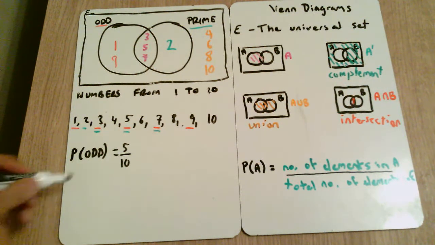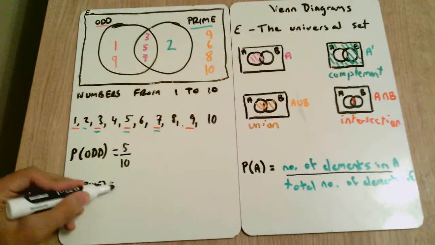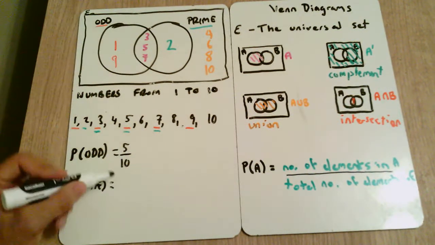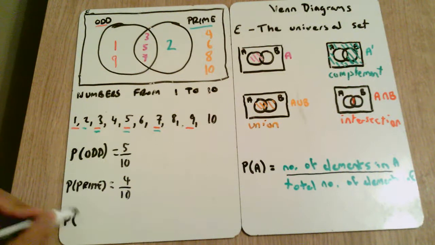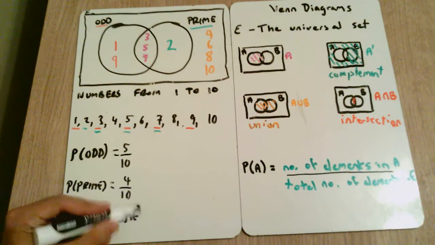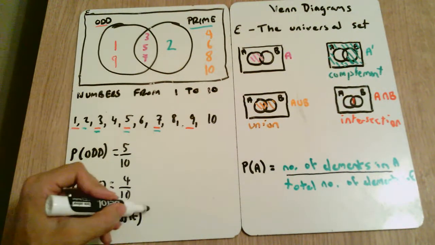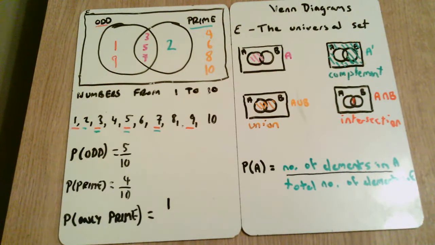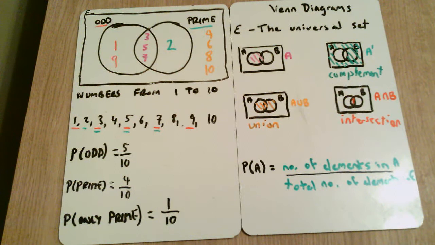If I said, what's the probability of getting a prime number? Well, that would be 1, 2, 3, 4 out of 10, because there are 4 prime numbers out of 10 total numbers. And then finally, if I said the probability of getting only a prime number, well, the only prime number here is 2. So there's only one possible prime number out of the total 10 elements. And that's what we're doing here.